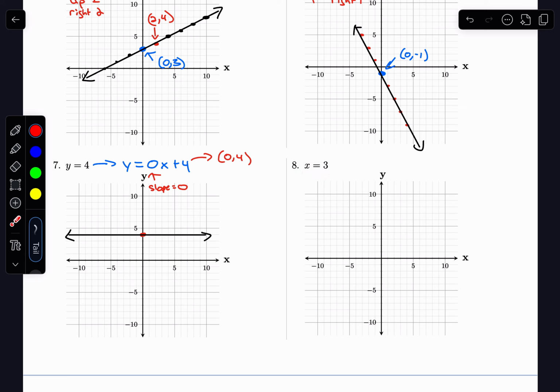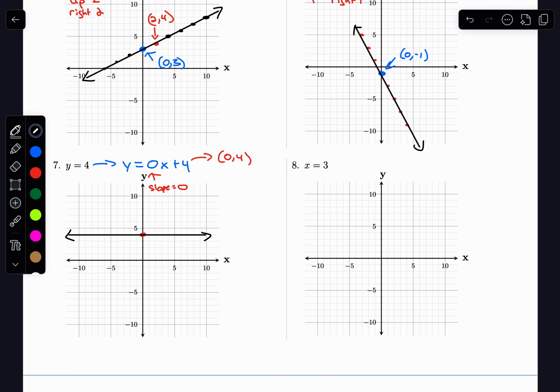Same thing for number 7. Although you can do what I showed you here by writing 0x plus 4, I don't recommend it. I recommend you just know that y equals 4 is a horizontal line, where the y value is 4. So for x equals negative 3, I want you to just think of it immediately as a vertical line with an x value of negative 3.